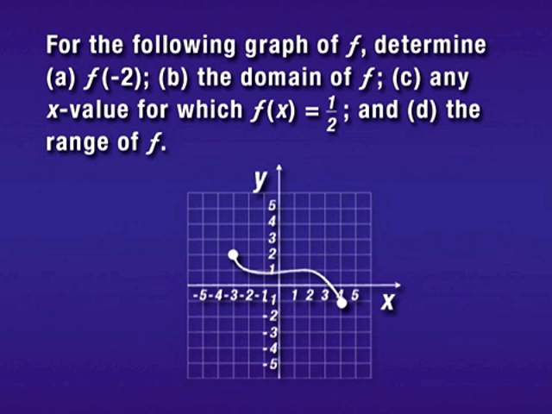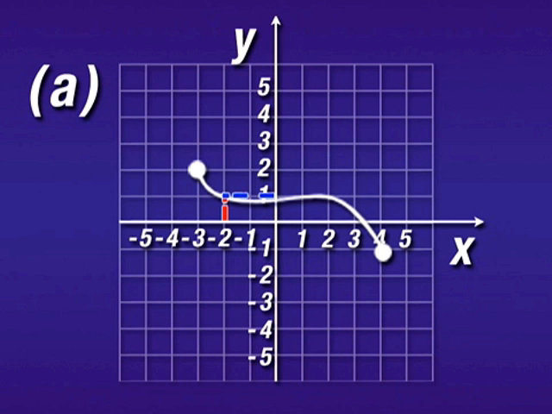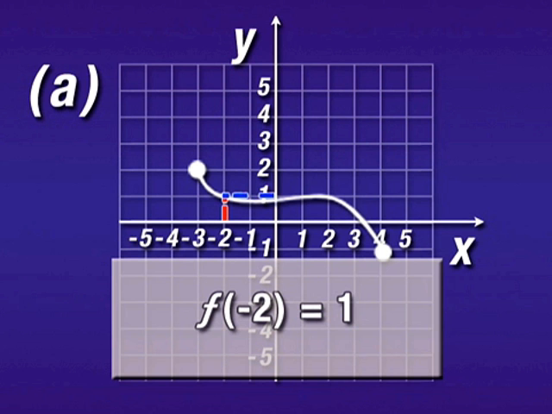Let's start with part A, where we're going to find f of negative 2. To find f of negative 2, we start at negative 2 on the x-axis, or the domain axis, and we move up to the graph, and then over to the y-axis, which would be where the function value would be located, and we find that we are at 1 on the y-axis. So we can say that f of negative 2 equals 1.